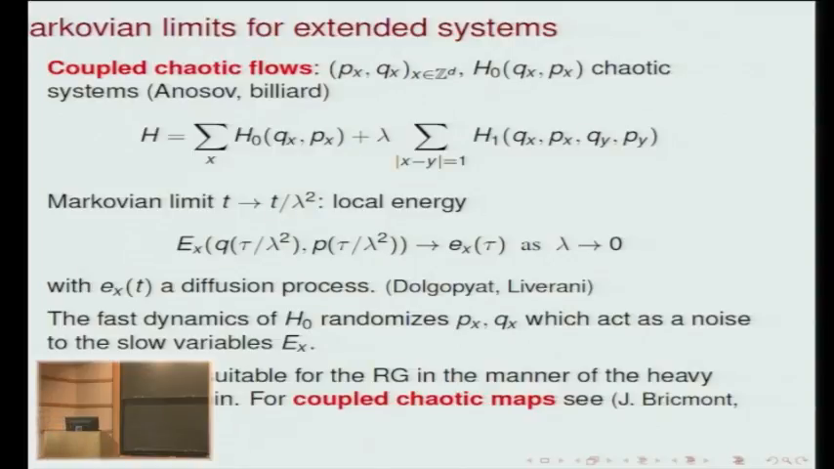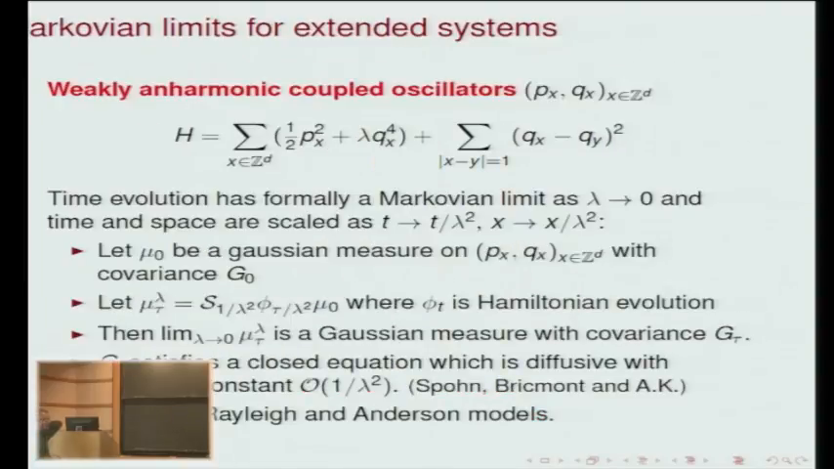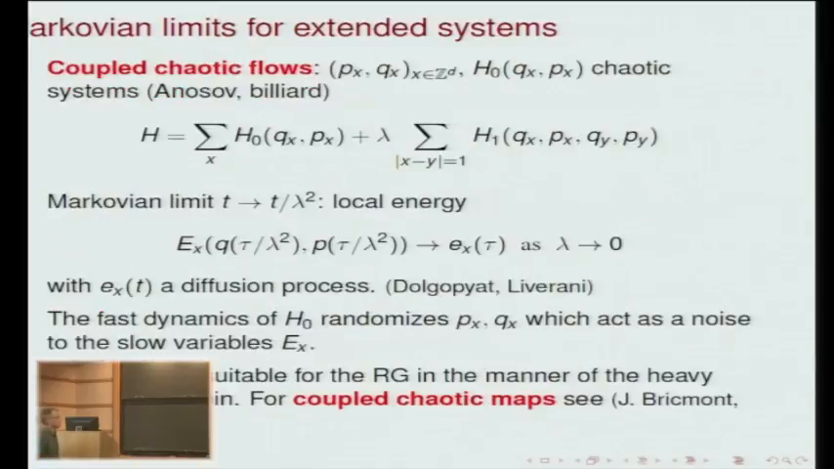This process is of course a deterministic system. I mean, this flows deterministically with the time. But once I take the limit as lambda goes to 0 and time going to infinity like that, they converge to the energies. This is not expectation, this is energy. They converge to a diffusion process. That was actually proven by Dolgopyat and Liverani. So instead of here, where even the weak coupling limit seems to be quite difficult to show, here you can actually get the diffusion process.